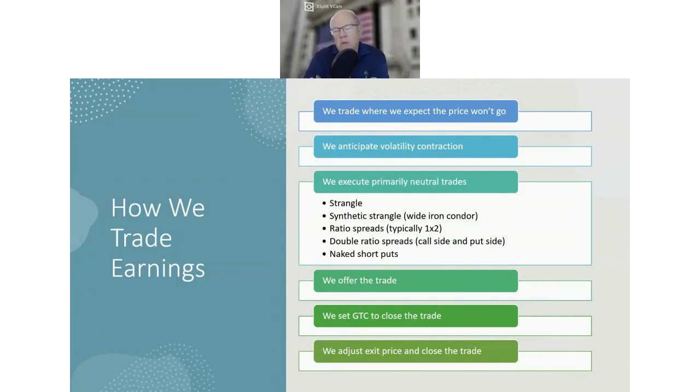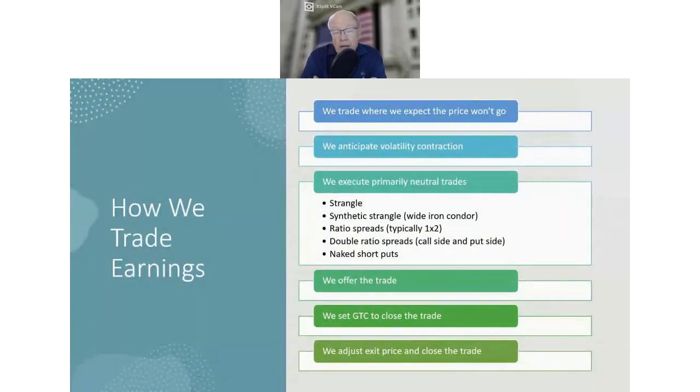But we're typically expecting volatility contraction, because as the event nears, volatility will go up and up, the excitement, the unknown. You've got people on both sides of the trade. As soon as that earnings announcement is made, volatility contracts. As non-directional traders, premium seller traders, we benefit from that.